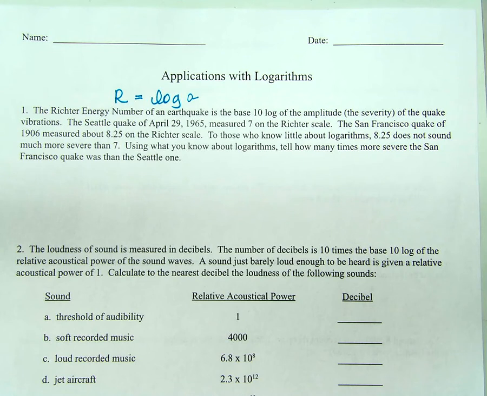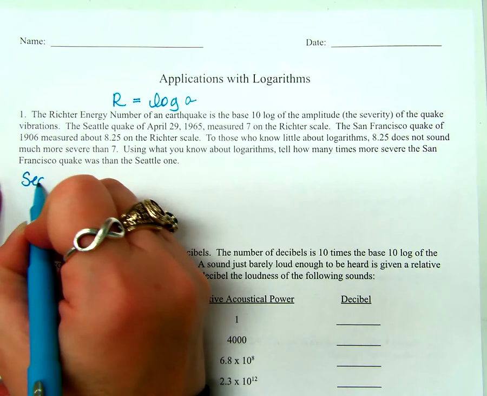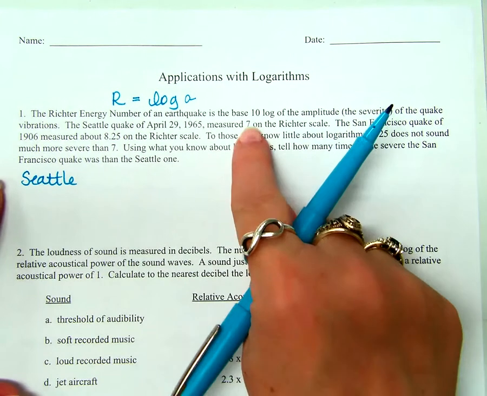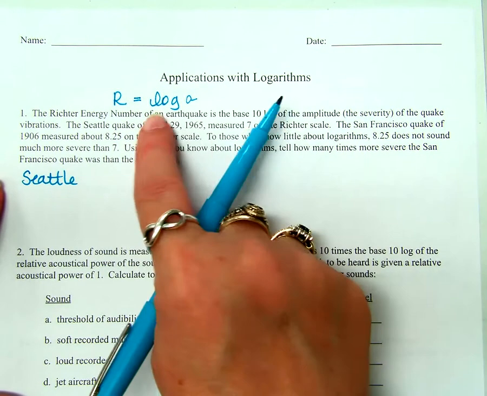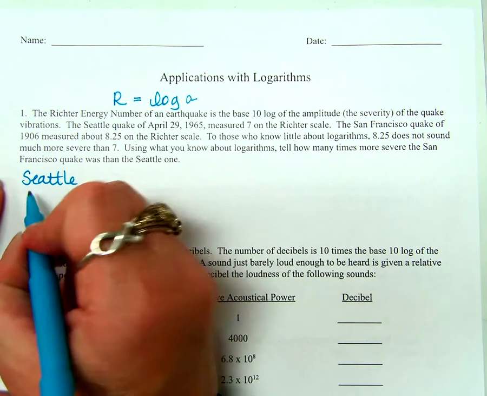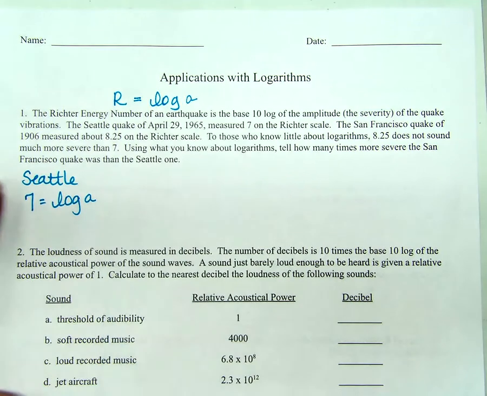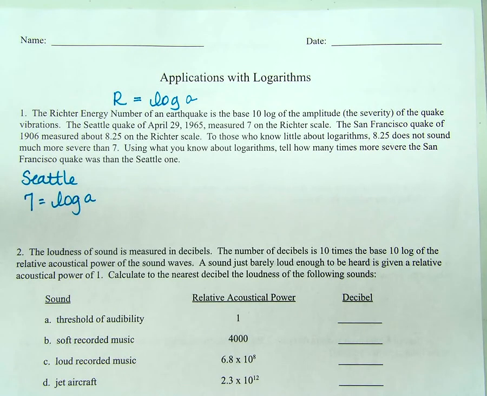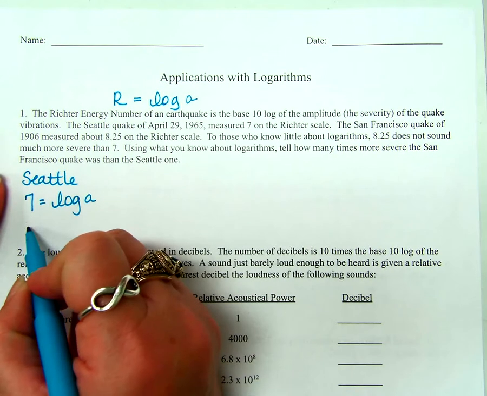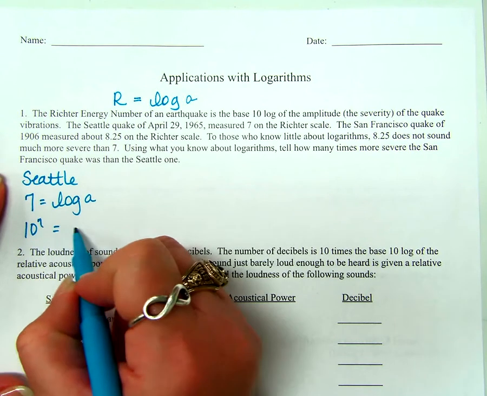Okay. The Seattle quake of April 29th, 1965 measures 7 on the Richter scale. So let's look at Seattle. The Richter energy number is 7, so where does that go? R, good. So 7 equals log of A. How am I going to solve that for A, for the amplitude? Oh, write it in exponential form. Right. Okay. 10 to the 7th power equals A.